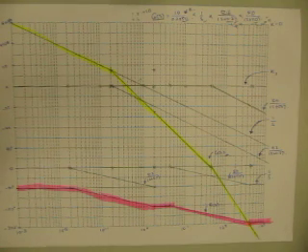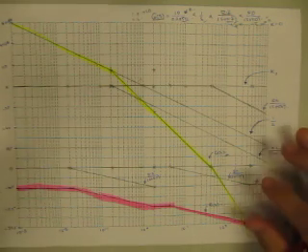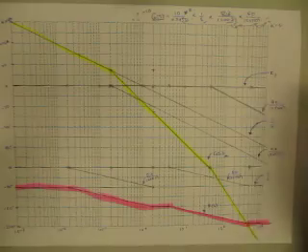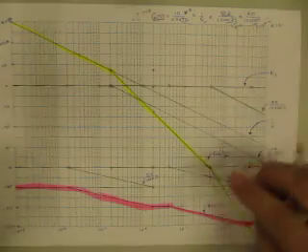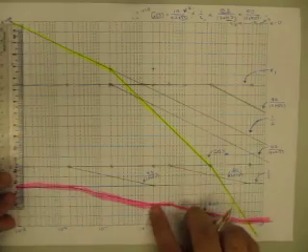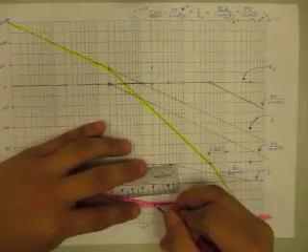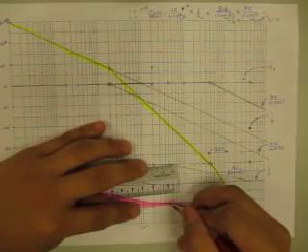Alright, so once you get your phase plot and your gain plot for your transfer function, you need to find your gain margin and your phase margin. So to find your gain margin, you find the point where it crosses 180 degrees over here, which is from omega equals 2 to omega equals 5, right?